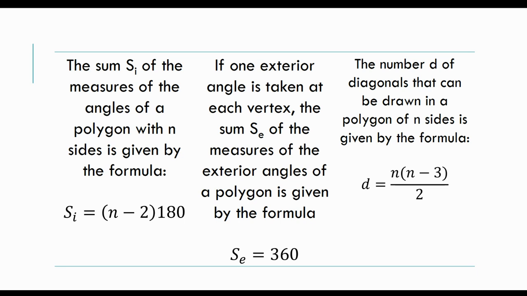If one exterior angle is taken from each vertex, then the sum of all those exterior angles, regardless of what kind of polygon we have, will always add up to 360. And then D, representing diagonals, where n is the number of sides or the number of angles in that polygon, we get diagonals from taking n times n minus 3 and dividing that whole product by 2. So let's use this information to look at some example problems.